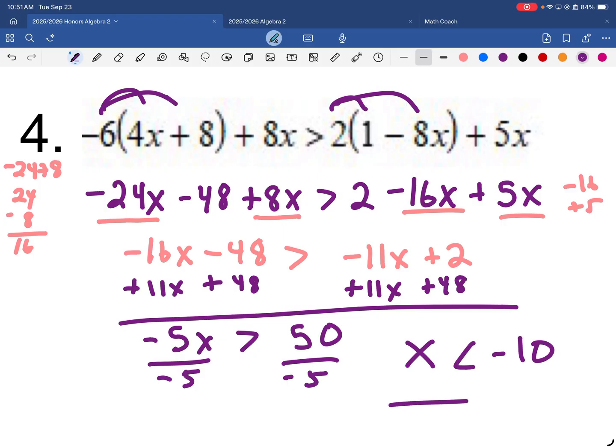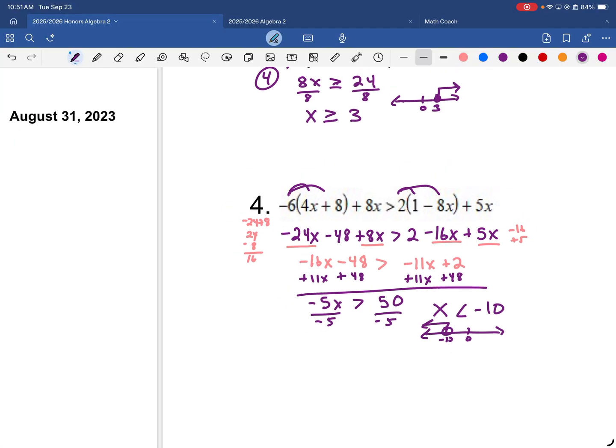And on the number line, negative 10, 0, open circle at negative 10. It says it's less than negative 10. So we're off in that direction. Any questions with number 4?